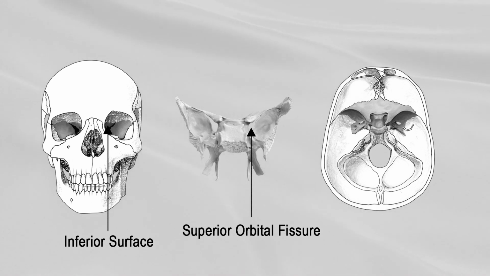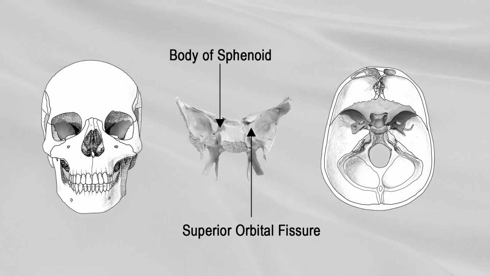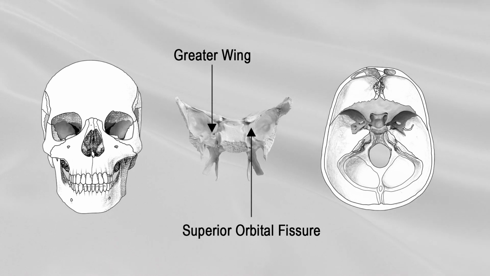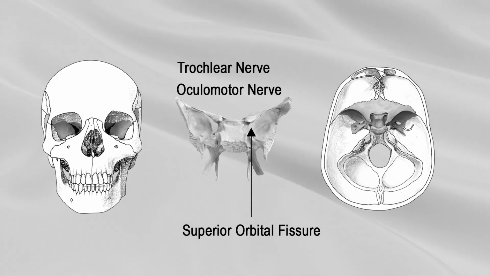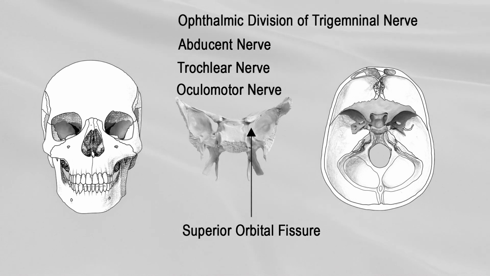orbital fissure. This fissure is of a triangular form and leads from the cavity of the cranium into that of the orbit. It is bounded, medially by the body of sphenoid, above by the lesser wing, below by the medial margin of the orbital surface of the greater wing, and is completed laterally by the frontal bone. It transmits several important nerves, including the oculomotor nerve, trochlear nerve, abducent nerve, and the 3 branches of the ophthalmic division of the trigeminal nerve.